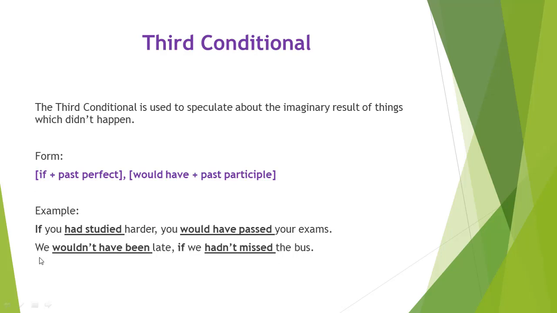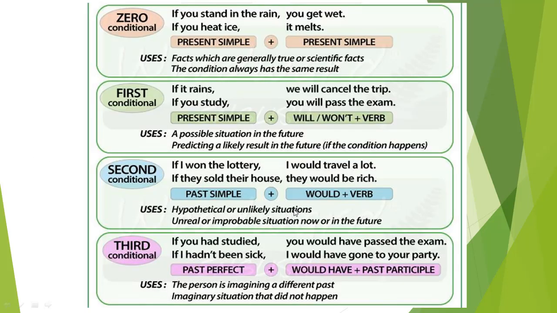Another one: we wouldn't have been late. We wouldn't have, it's a negative, been late if we hadn't missed the bus. If and past perfect. Then we have right here a chart with the zero conditional, the first conditional, second and third conditional. Right here you can see all the structures that we need in order to use them.